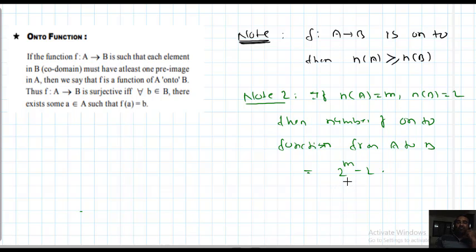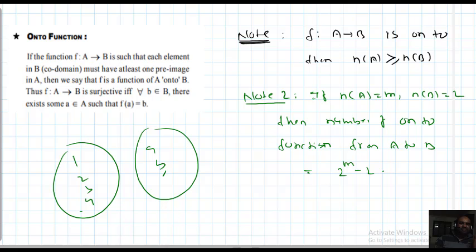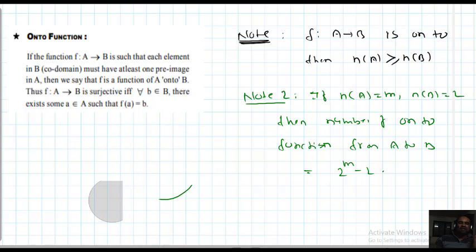If the second set has more than 2 elements, how to find? Very difficult task. 1, 2, 3, 4 given. Here A, B, C given. How many onto functions exist from A to B? At this stage you can't find. After completion of the concept of permutation and combination, we can. But I want to give a formula to find the number of onto functions from set A to set B. So just one condition, n of A greater than or equal to n of B. That's all. I will show you.